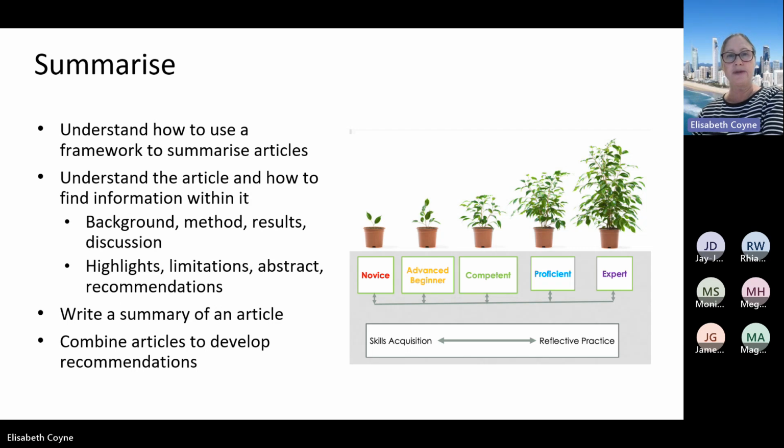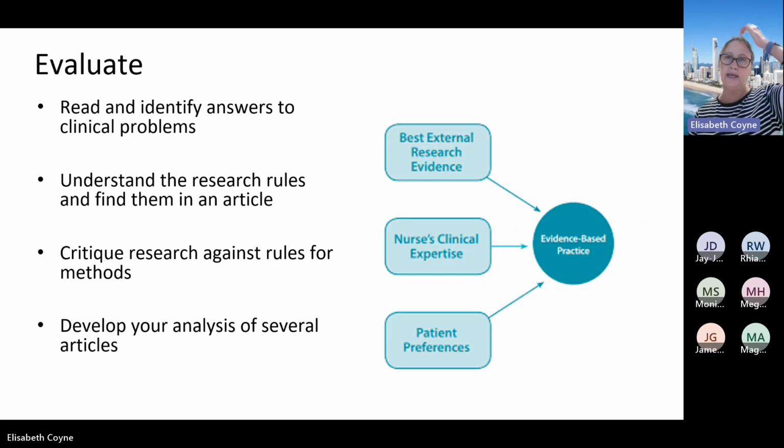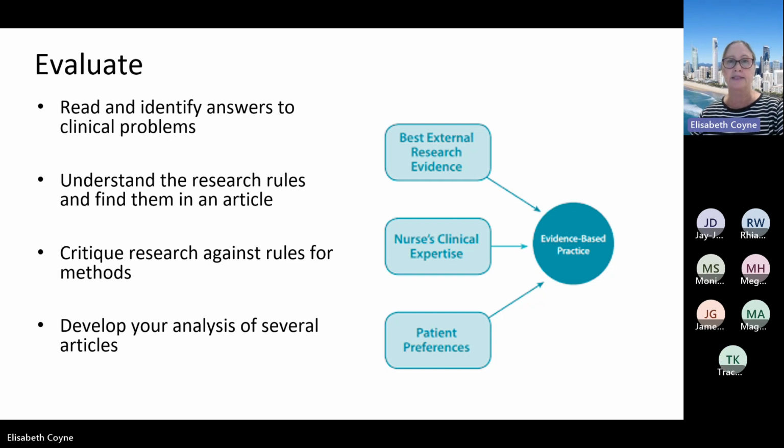And the last objective is evaluate, which is what we are looking at in A3. So this is to be able to read and identify answers to clinical problems and understand the research rules. This is about sample size, ethics, methodology, and finding them in the article, and critiquing research against the rules. This is where we looked at how you look at mixed method, what's meant to be in it, what is in it, and how that looks for what you're reading, and to develop an analysis.